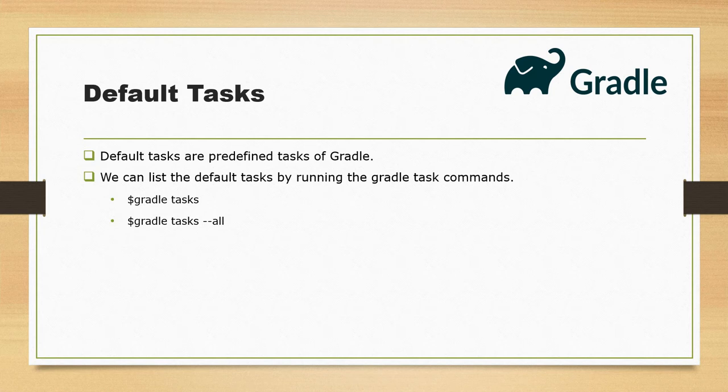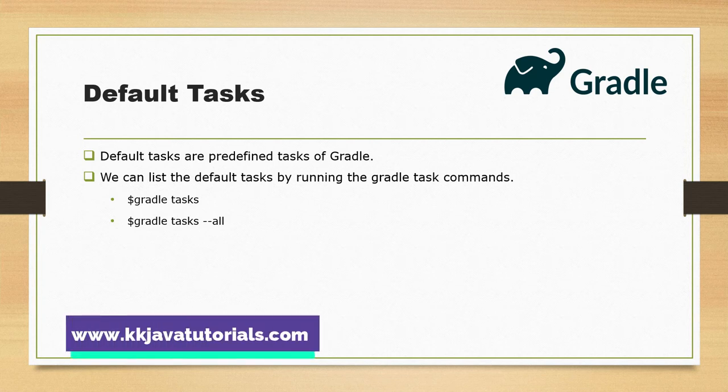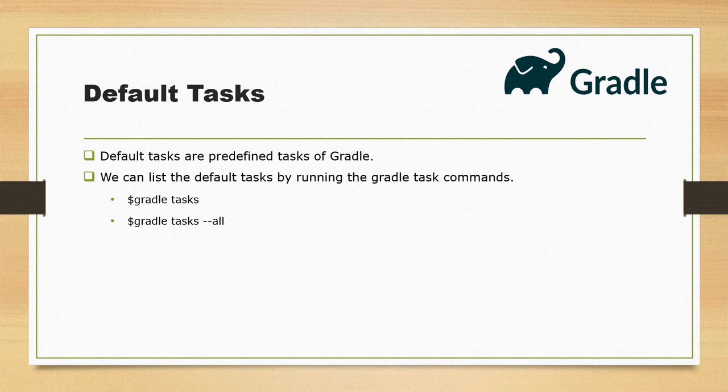You can list the default tasks by running the gradle tasks command. Just open the command prompt and type it, if you have done the setting for Gradle, like you have already set the Gradle home or Gradle path in the environment variable. Then directly you can open the command prompt and type gradle tasks. This will list out all the pre-existing Gradle tasks. You can also use the command gradle tasks --all. This will list out all the Gradle tasks, but it will give you some more tasks, right? So let me show you.